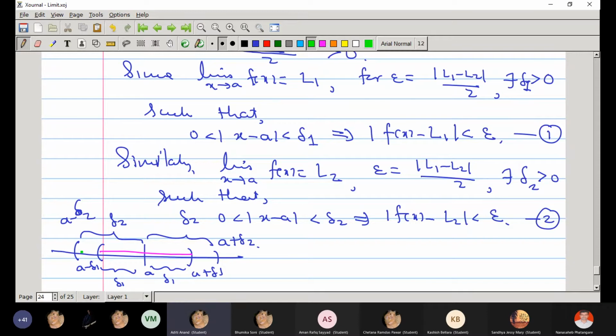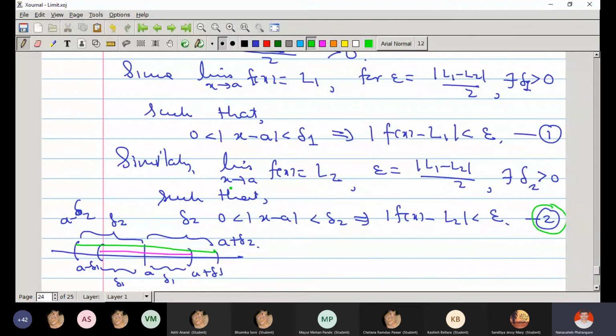The limit is L1. If x is in a minus delta 1 to a plus delta 1, then the distance |f(x) minus L1| is less than epsilon, correct? Yes, sir. And what does the second statement say? |f(x) minus L2| is less than epsilon, whenever x is in a minus delta 2 to a plus delta 2, this green color range. If x is in this range, then |f(x) minus L2| is less than epsilon.